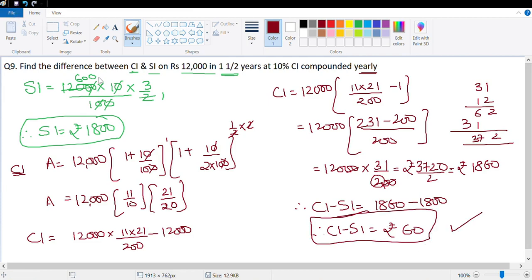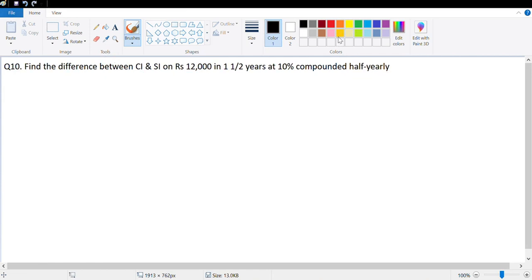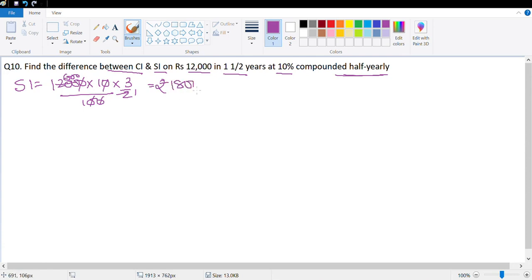That brings me to the last question of this homework exercise, which is question number 10. Find the difference between simple interest and compound interest. It's the same amount. Have I written the question correct? Yes, the amount is the same, time is the same, rate is the same, but in this case it is being compounded half yearly. So simple interest remains the same, which is 12,000 into rate 10 into time 3 upon 2 upon 100, and that's equal to 1,800. So that simple interest is rupees 1800.